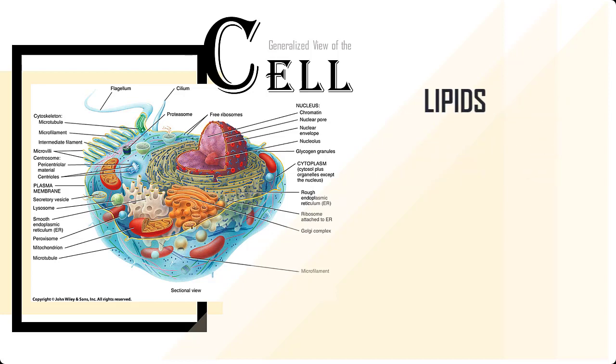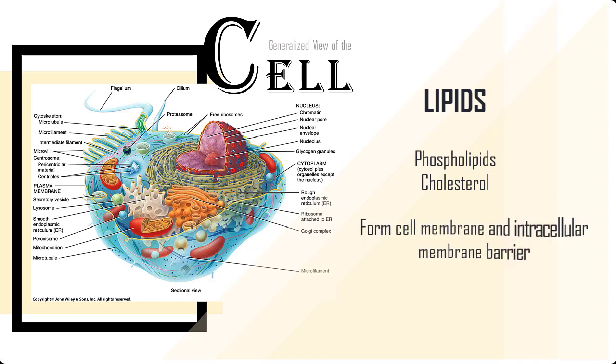Another component of protoplasm is lipid, and lipids are several types of substances that are grouped together because of their common property of being soluble in fat solvents. Especially important lipids are phospholipids and cholesterol, which together constitute only about 2% of the total cell mass. Phospholipids and cholesterol are mainly insoluble in water and therefore are used to form the cell membrane and intracellular membrane barriers that separate the different cell compartments.